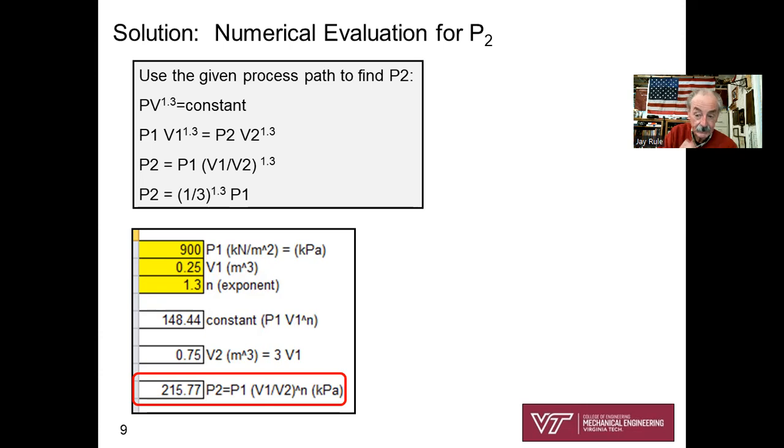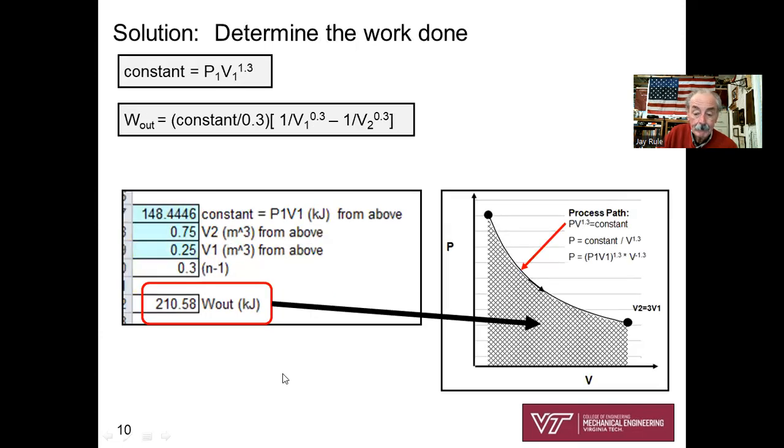It's not the way to do it. All right, but anyway, this is the way I do it. And so I get P2 is 215.8 kPa. 215.8 kPa is P2, a lower pressure than P1. Okay, next, determine the work done.